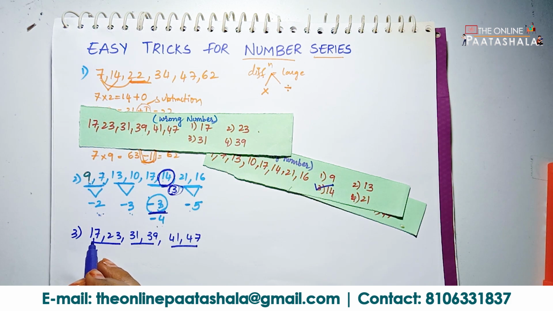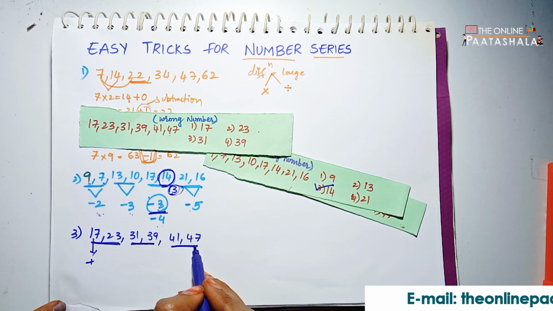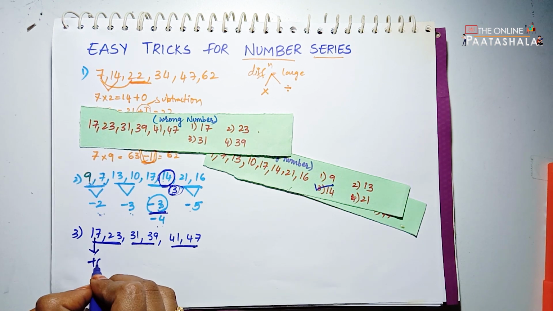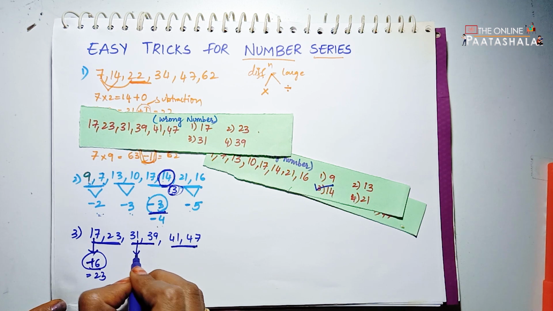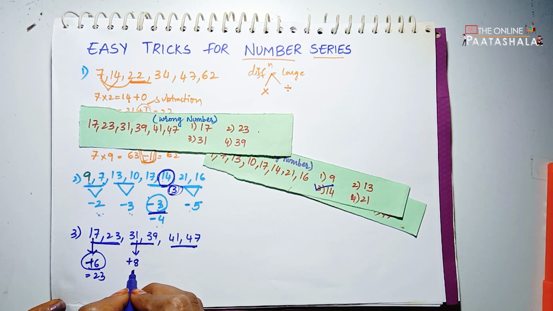Next question is 17, 23, 31, 39, 41 and 47. Here these two act as one pair, these two as one pair, and these two as one pair. For 17, if you add plus 6, you get 23. To 31, how much are you adding? Plus 8, right? If you add plus 8 to 31, you get 39.